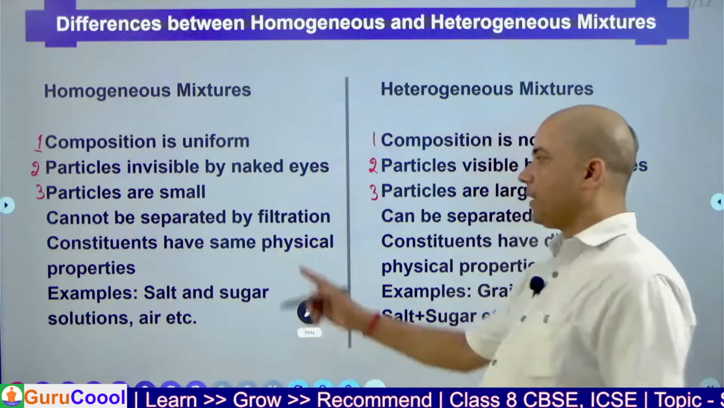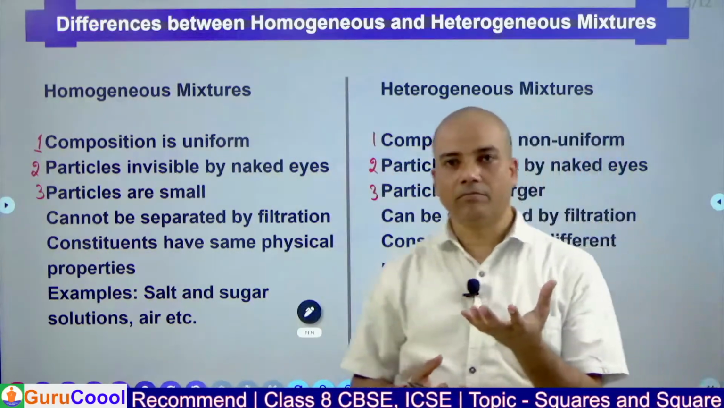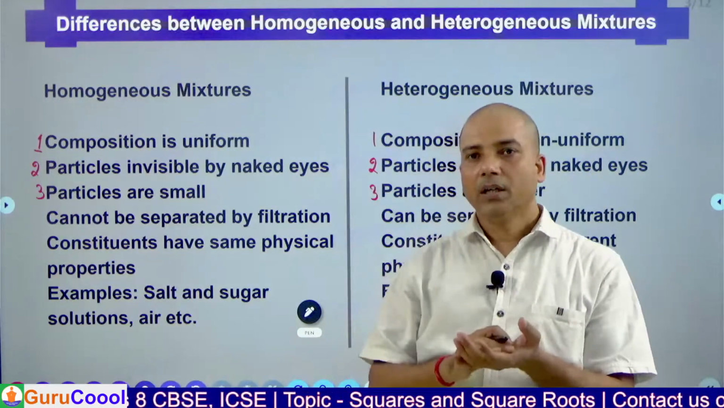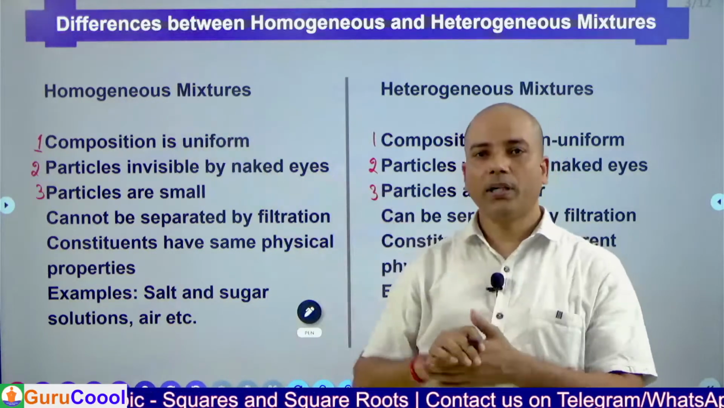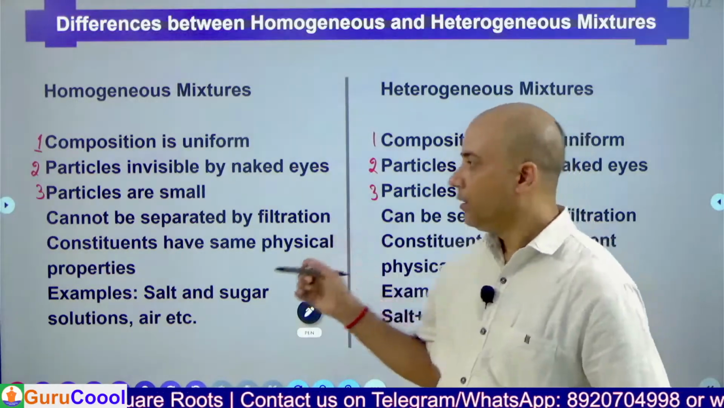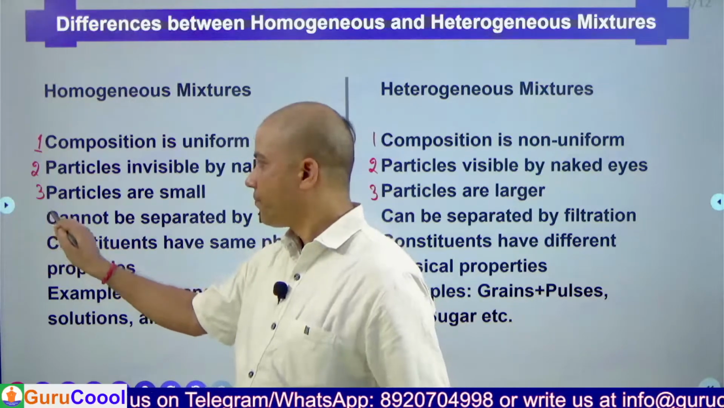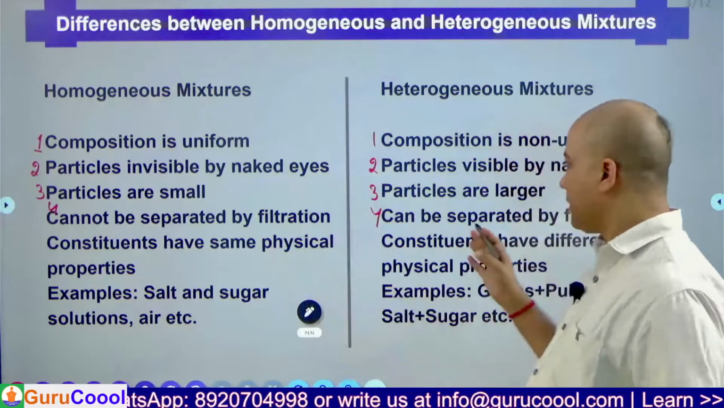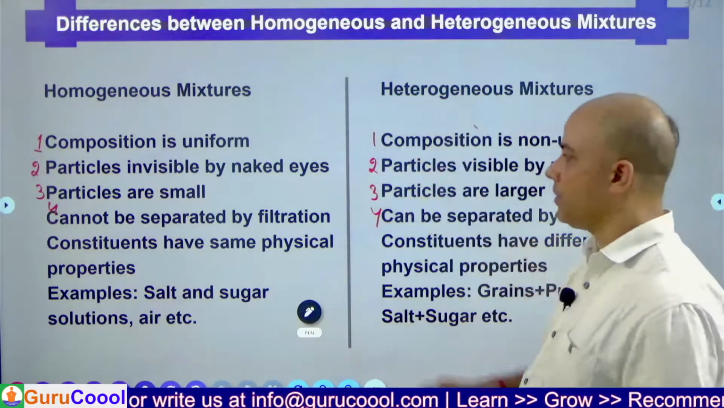A homogeneous mixture cannot be separated by filtration. If you have a filtration system like a strainer and you pour a homogeneous mixture, everything will come out. Nothing will be filtered. But a heterogeneous mixture can be filtered. Its components can be separated.